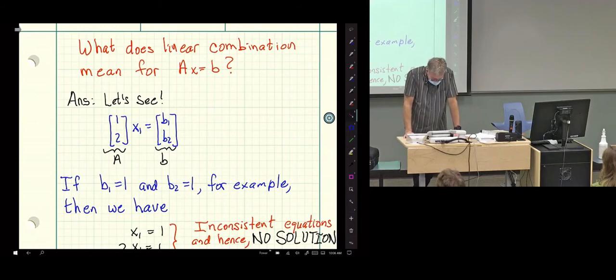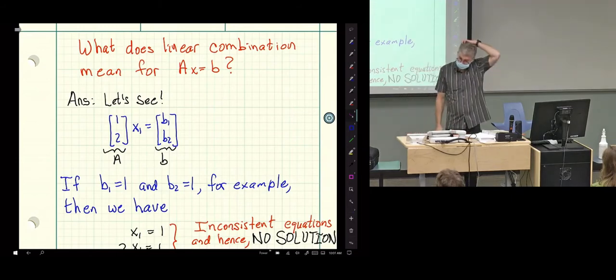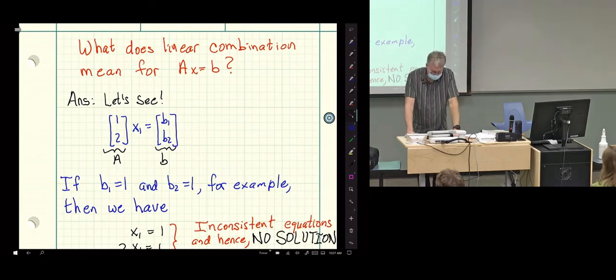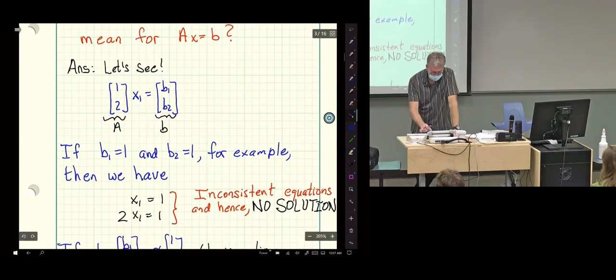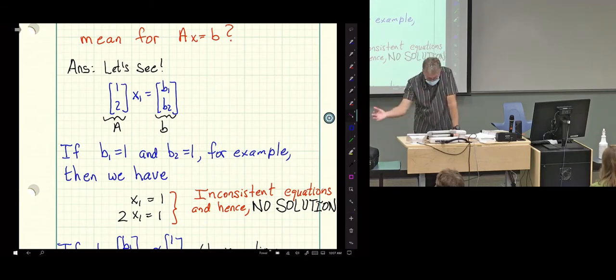Now, what does linear combination mean for a system of linear equations? Let's do another kind of simple equation. The matrix has 2 rows and 1 column, so it only has one unknown, x1, and it's equal to 2 things on the other side, b1, b2.